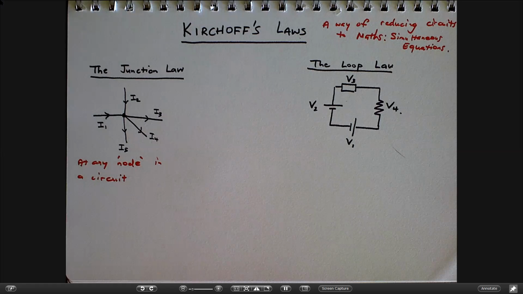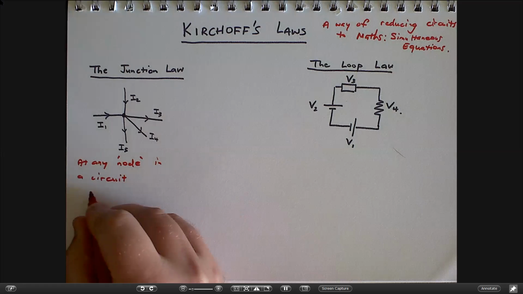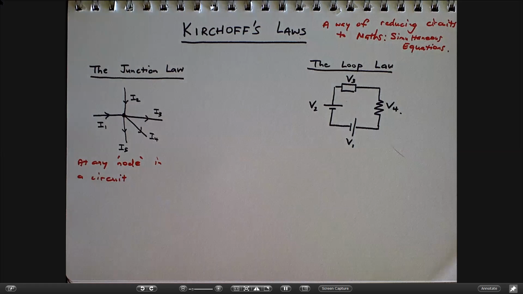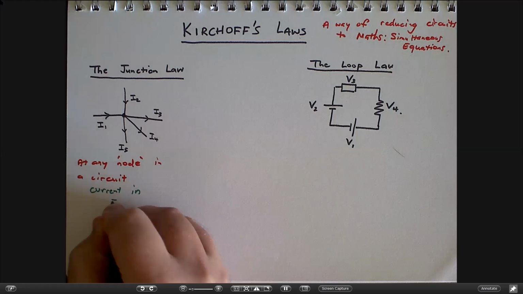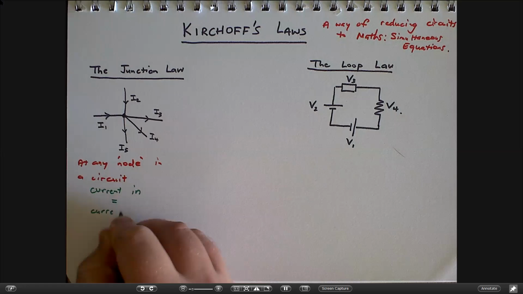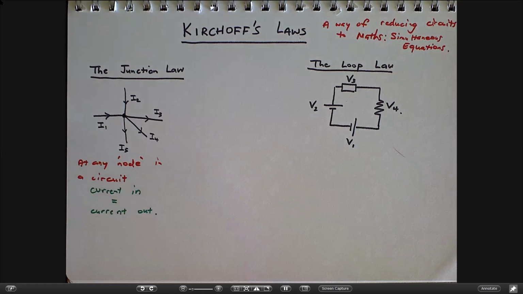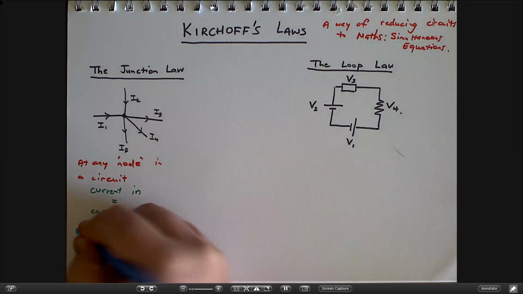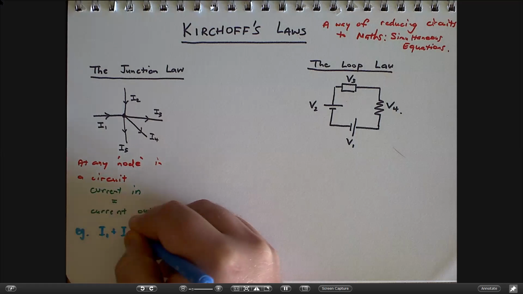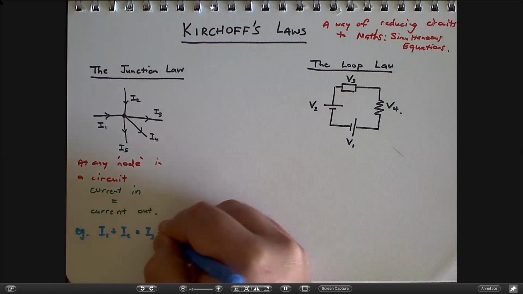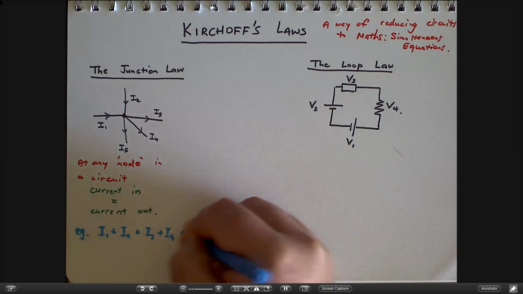So at any node in a circuit, and node just means any point that you want to choose, any node in a circuit, use a different color, current in equals current out. So in the example here, we would just have I1 plus I2 equals I3 plus I4 plus I5 in the one above.